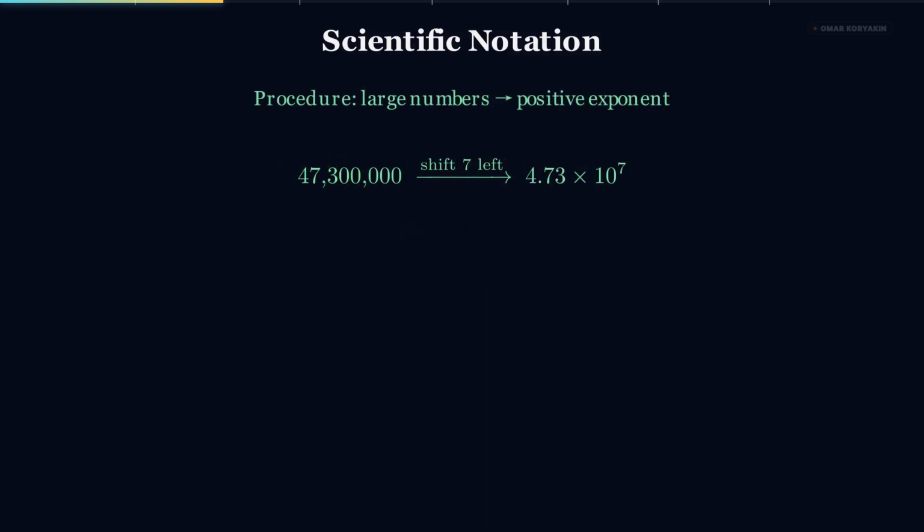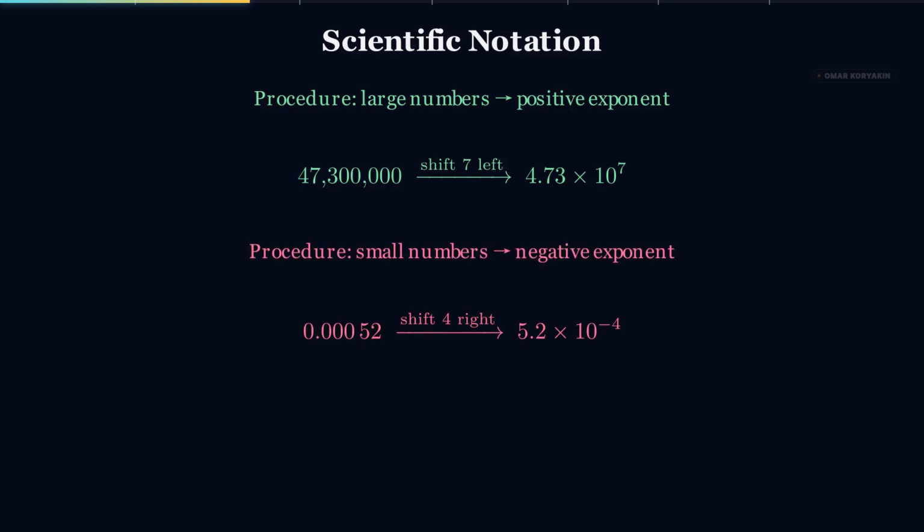Here is the procedure for large numbers. Take a number like 47,300,000. Find the position where the decimal would go to leave a single digit before it, in this case between the 4 and the 7. The number of places you shifted the decimal to the left is the exponent. 47,300,000 becomes 4.73 times 10 to the 7th because we shifted 7 places to the left.